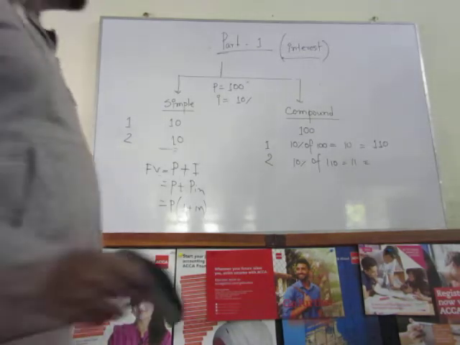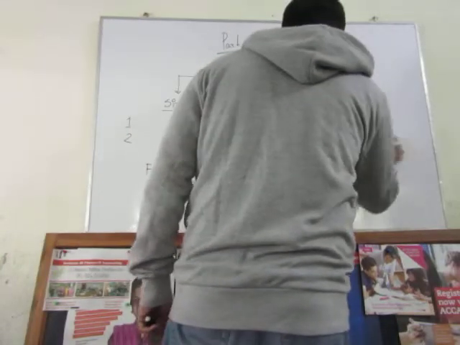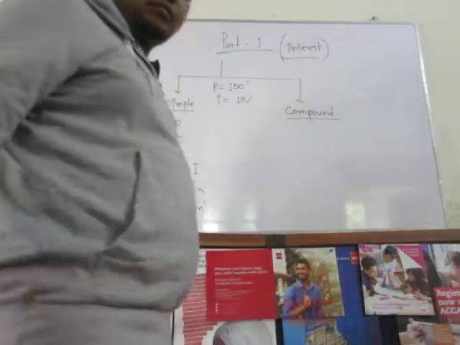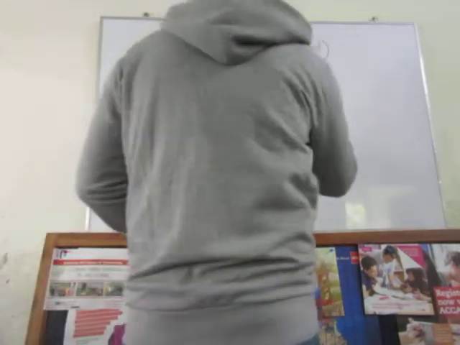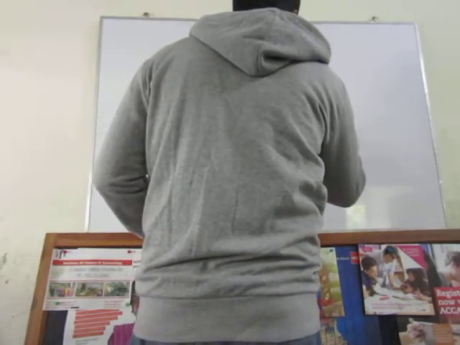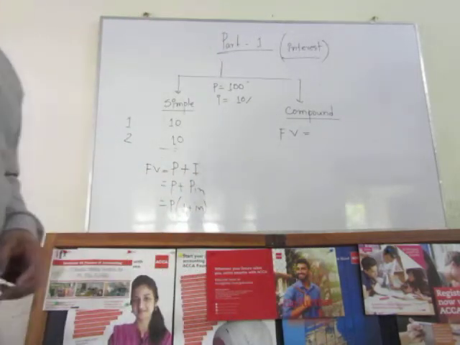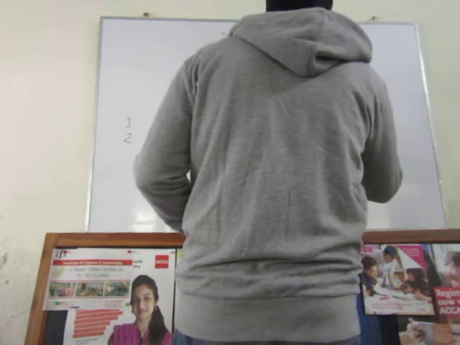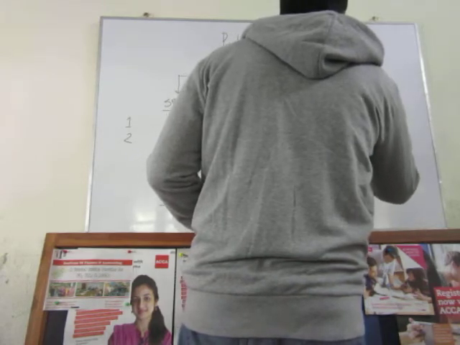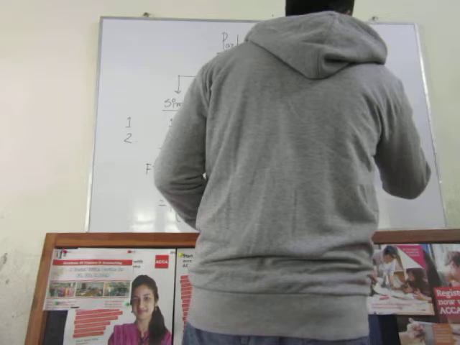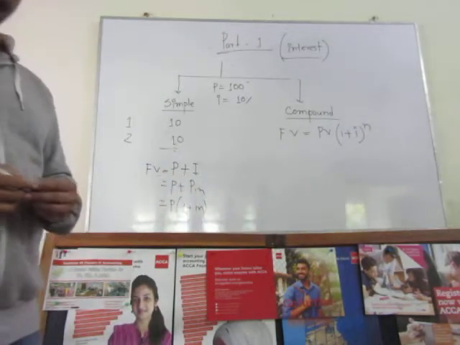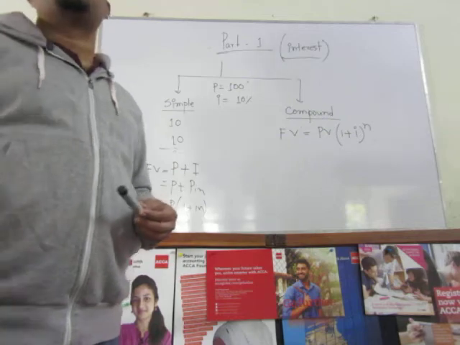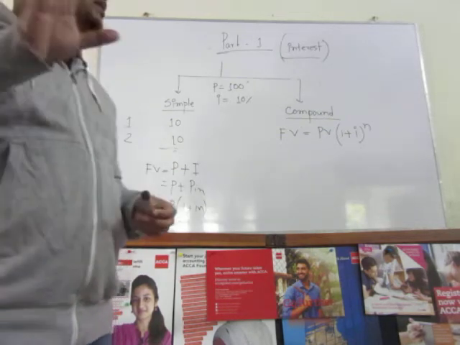So we can make a formula. The formula is: future value, FV means future value. What will be the future value after some specific years? Future value will be present value times (1 plus I) to the power n. The symbol n is the number of years or number of compounding periods, or you can say the compounding cycle.